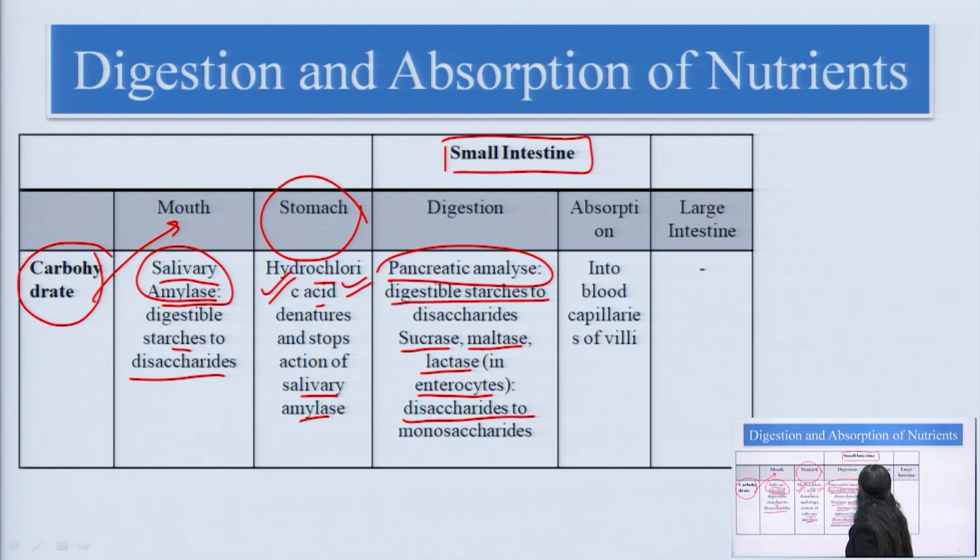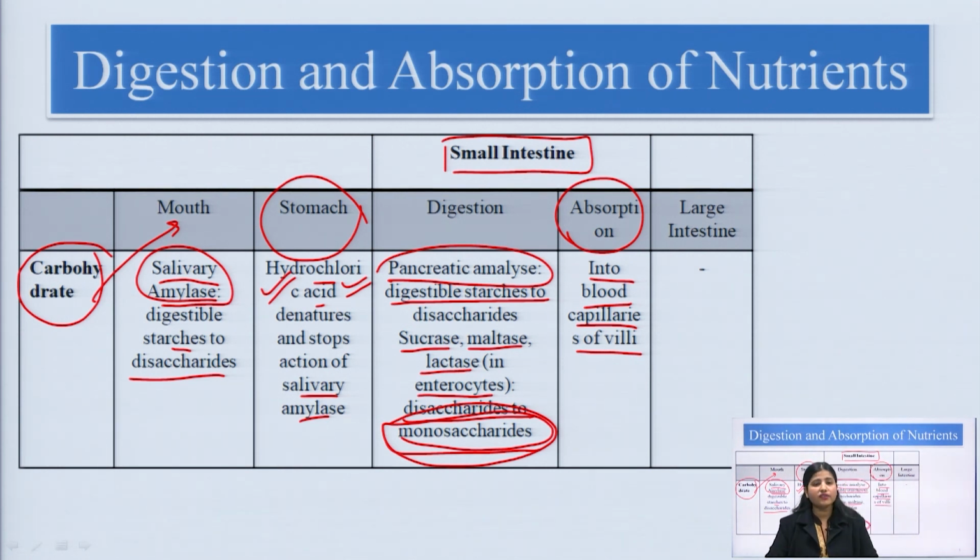Now, if we see the absorption, I told you 90% of absorption occurs from the small intestine, not only in the case of carbohydrate, but also for proteins and fats. Once the monosaccharides are formed, once the glucose is formed here in the small intestine, it will be absorbed into the blood capillaries of the villi, and then go through the portal circulation to the liver, where it is utilized in many ways, which I already discussed. In the large intestine, nothing is going on with the carbohydrate.